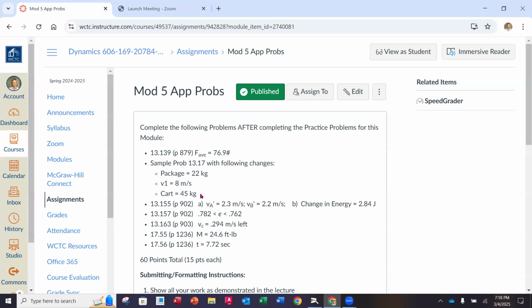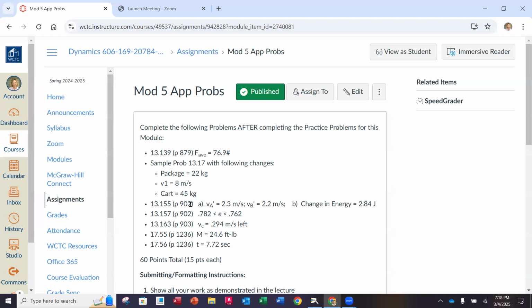Okay, again, I didn't go over this one. I think it's one that's pretty easy for you guys to follow along and kind of discover yourself. If you have any questions, let me know. But that's going to be the second problem that you do. The third problem is going to be 13-155.